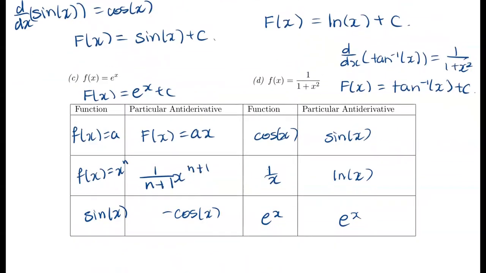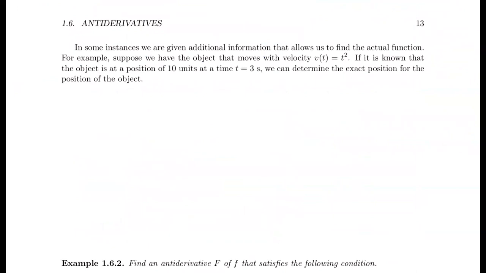Okay, so in some instances, we're given additional information about the function where we want to determine the constant value. Once again, say we have v of t is t squared, which is the velocity. If it is known that the object is at a position of 10 units at t equals 3, let's try to determine an exact expression for the position.